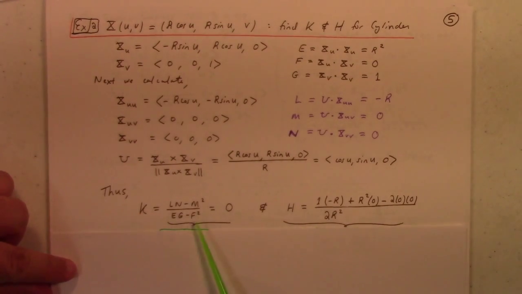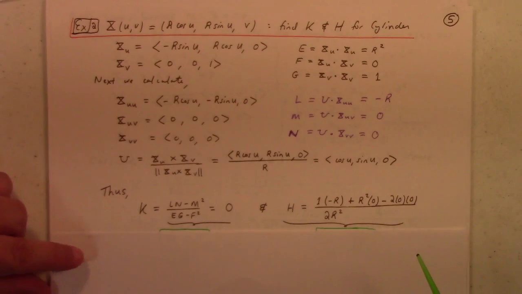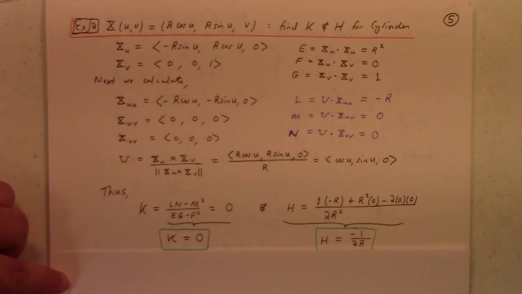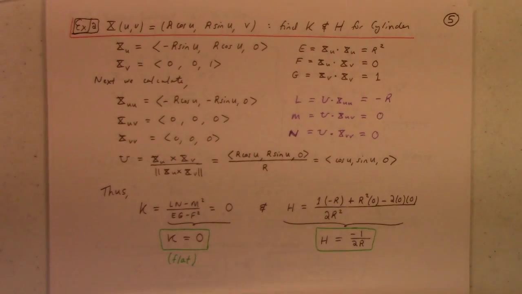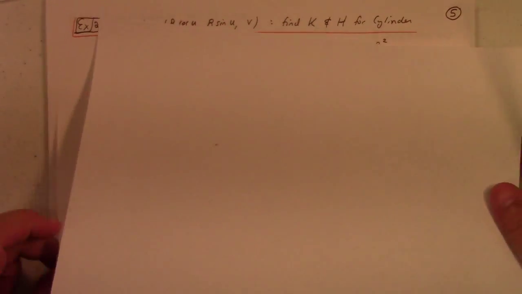And then put it together. So again, the Gaussian curvature is (LN minus M squared) over (EG minus F squared), also known as W squared. So this gives me curvature being 0. As we remember, the cylinder is flat, all right? And the mean curvature, on the other hand, is minus 1 over 2r. Both of these we calculated by different techniques in a previous lecture.